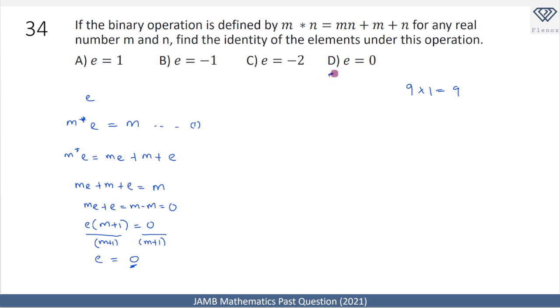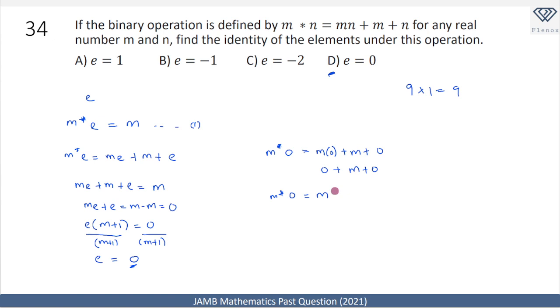So what does it mean? It means that if I take any number M, for example, and I operate it with the identity element, in this case, which you found out to be 0, I'm supposed to end up with M. So let's try it out. This is going to be based on our expression M times 0 plus M plus 0. Now M times 0 is 0, that will be 0 plus M plus 0. And we can see that M operation 0 is equal to M, which is our definition of identity element.